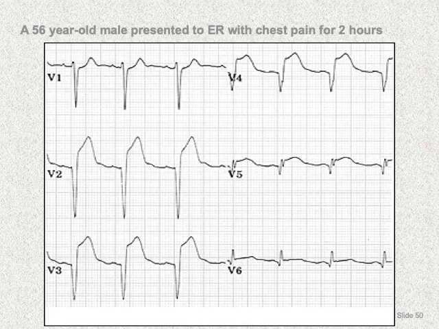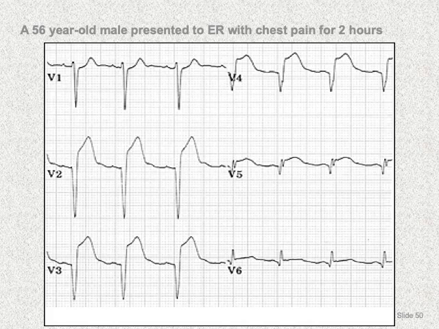Here, this is chest leads only, with a man presented with chest pain for 2 hours. He's 56 years old, male. As you see here, because they are not giving us the limb leads, we will not calculate the rate and the rhythm, and also the axis or bundle branch block. So we'll concentrate on data of ischemia here.